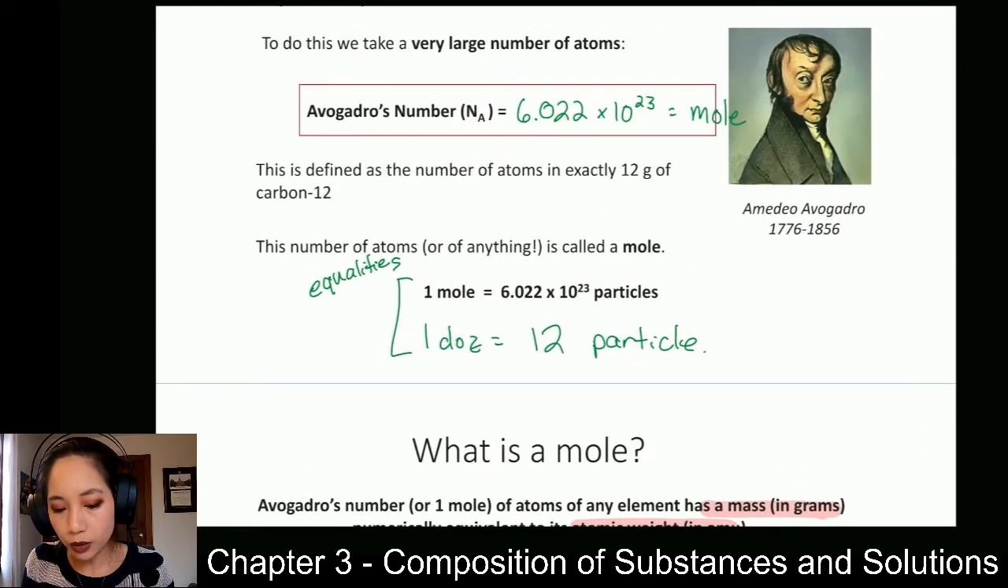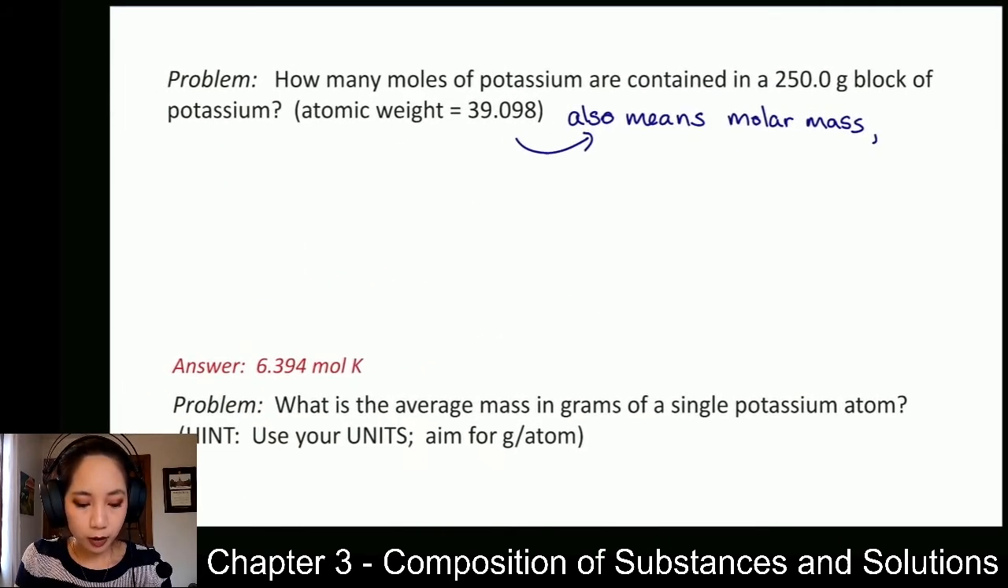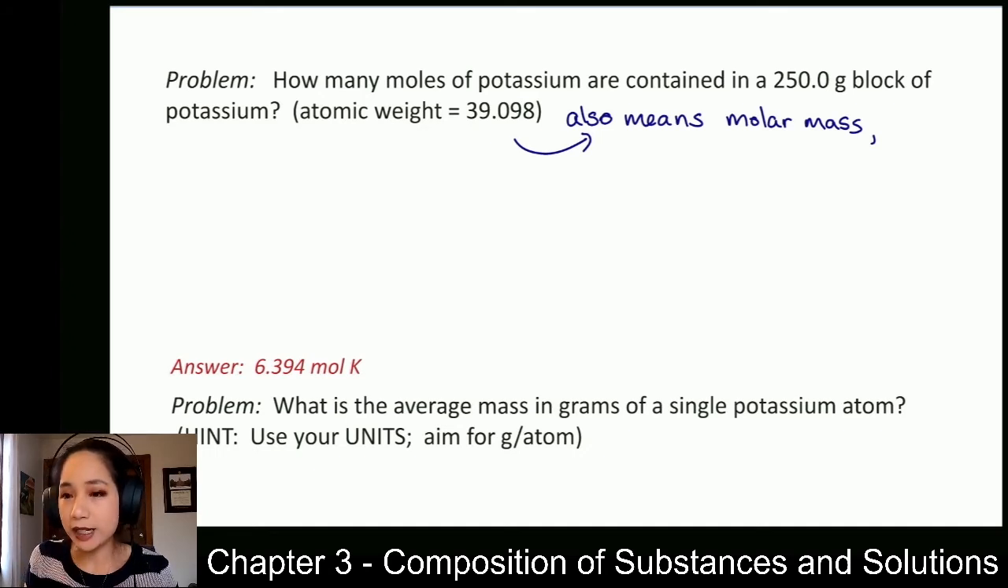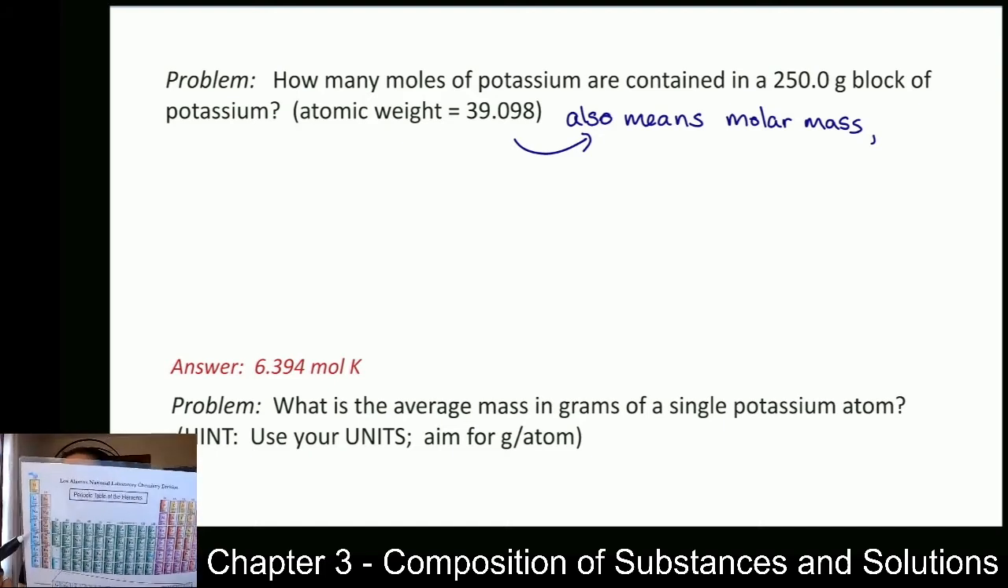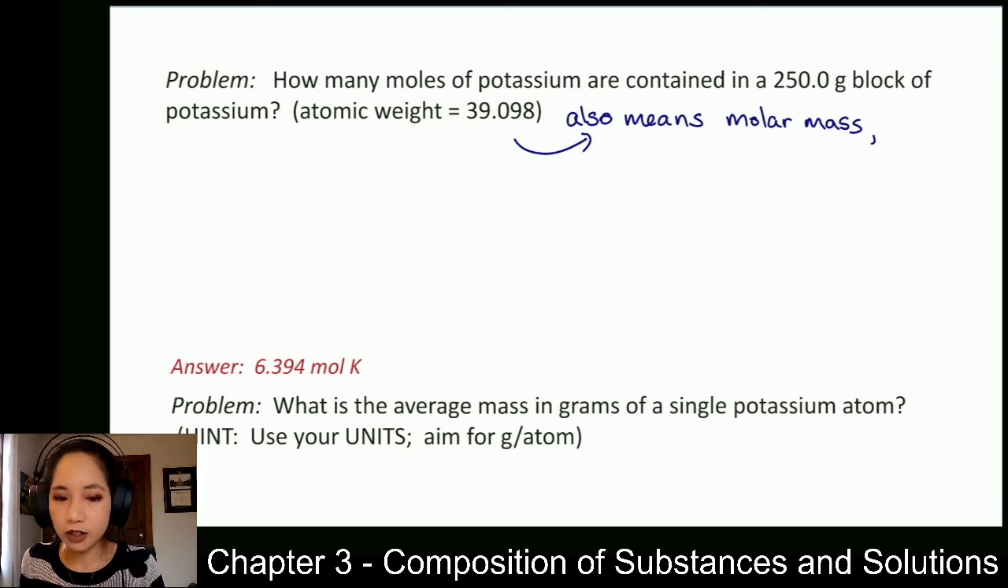All right, so let's do some practice problems using our definition of a mole, Avogadro's number, where 1 mole equals 6.022 times 10 to the 23 particles of anything. All right, so this first problem: how many moles of potassium are contained in a 250.0 gram block of potassium? So I give you the atomic weight. This is the same number that's on the periodic table for potassium right here. I give you a couple more significant figures in this number.